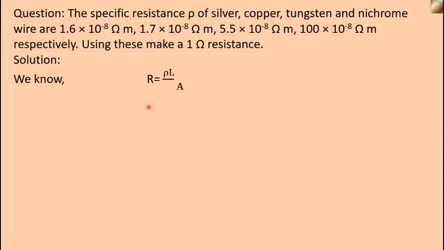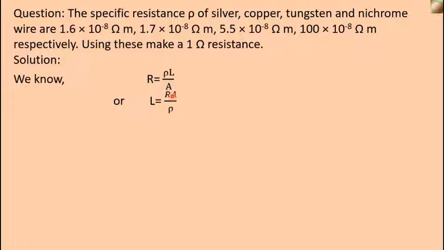Solution: we know R is equal to rho L divided by A. We have to make R equal to 1 ohm. That is, in this equation we have to put R equal to 1, and rho is given for the different materials, that is for silver, copper, tungsten and nichrome. We have to choose L and A, that is, by choosing length and cross-sectional area A, we have to make 1 ohm resistance.